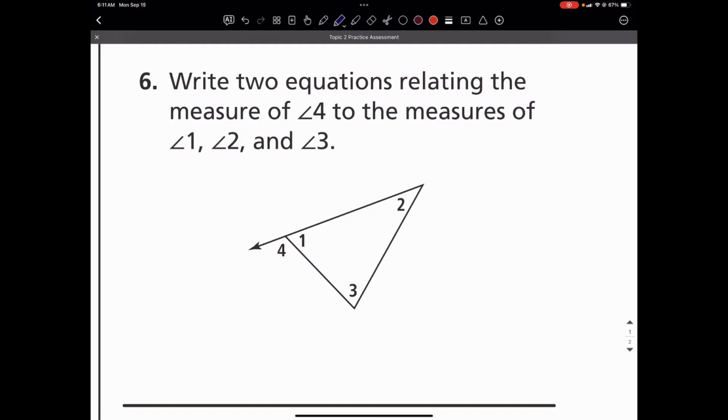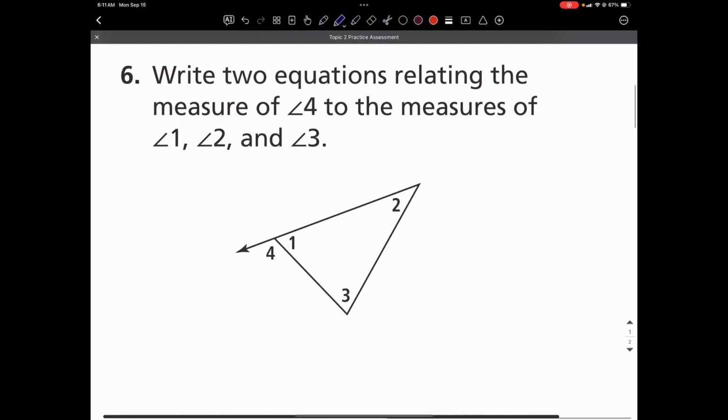So, number 6. Let's zoom in here. Write 2 equations relating the measure of angle 4 to the measures of angle 1, 2, and 3. All right, so the first equation should be the easiest to recognize, which is angle 1 and angle 4 together form a linear pair. So therefore, we would say the measure of angle 1 plus the measure of angle 4 equals 180 degrees. Okay? Now, another equation, and I'll just highlight this one because this should definitely be one that you would write.